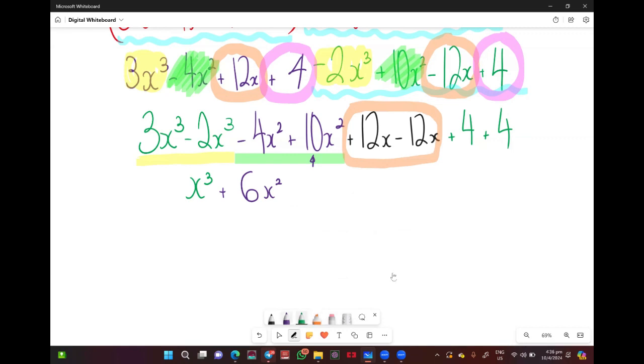12x minus 12x, what do you think? 0, right? Then finally, last but not least, I use this purple color. This is the one that I'm talking about. Can you see that? Plus 4, therefore that gives me plus 8. And therefore, this is your answer for this question.